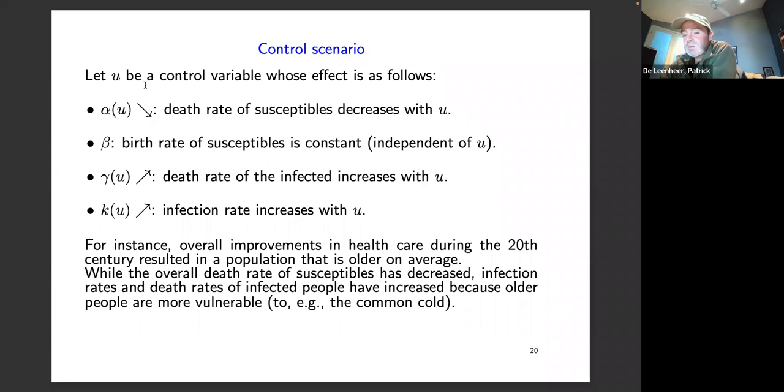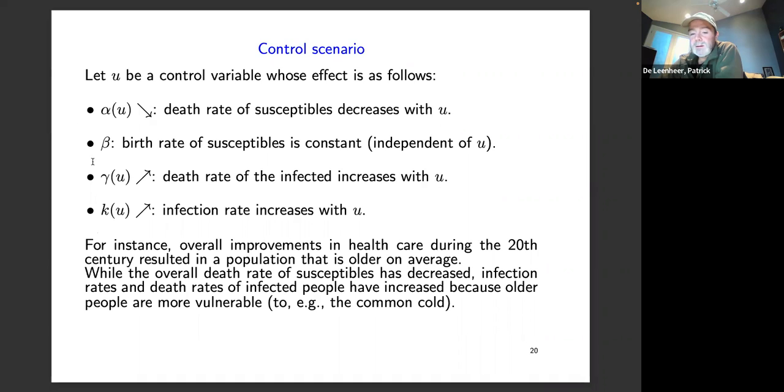So I'm going to assume that there's some control variable u that decreases the death rate of susceptibles. We live longer, so our death rate goes down. The birth rate is going to be constant. How quickly we reproduce doesn't depend on that control. Of course, birth control was invented in the 20th century, etc. So we could argue that may not be the case, but for the purposes here, I'm going to assume it constant. And then gamma, which is the death rate of the infected people, increases with u. I have to explain why. And then K of u, the infection rate, also increases.